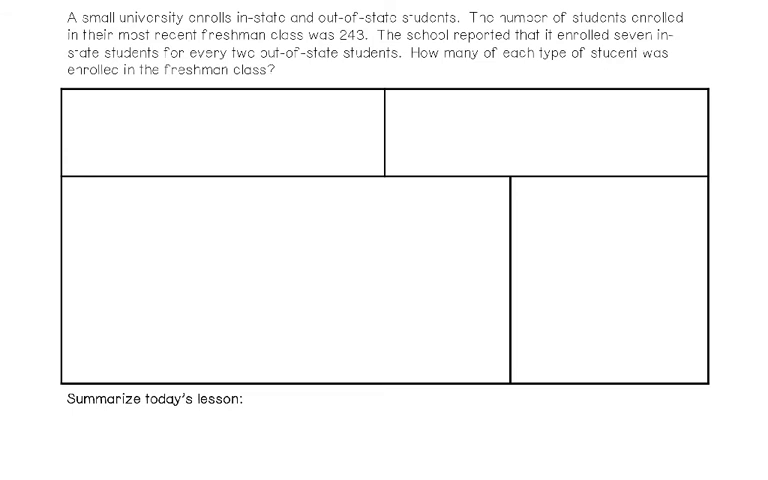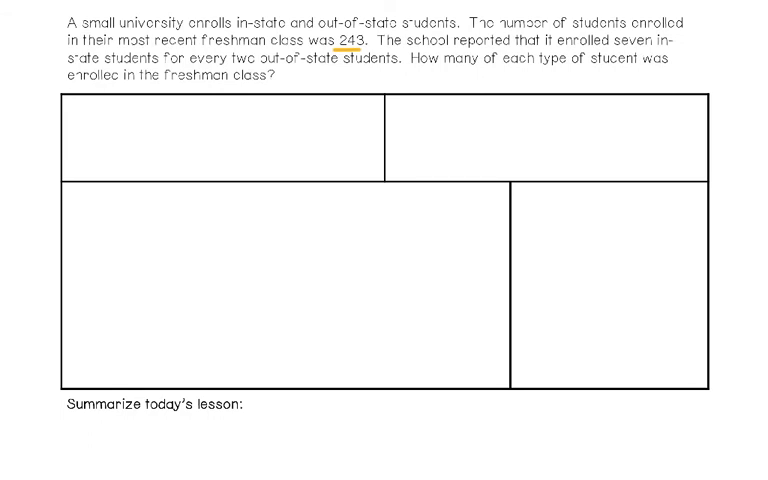So we just got a quick lesson on solving proportions. So let's go ahead and apply that to a real-world situation. A small university enrolls in-state and out-of-state students. So if you go to college, let's say you go to the University of Kentucky, you're from Kentucky, you're in-state. If you're from somewhere else like Chicago or New York or California, out of state, you would be an out-of-state student. It says the number of students enrolled in their most recent freshman class was 243. The school reported that it enrolled 7 in-state students for every 2 out-of-state students. How many of each type of student was enrolled in the freshman class?